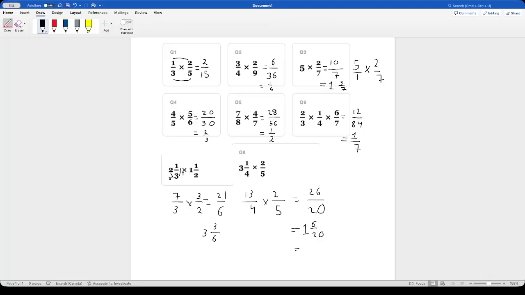We can also simplify our fraction further on the right. It would be 1 stays the same. And if we divide this both by 2, we would get 3 over 10. So 1 and 3 over 10 is our final answer.